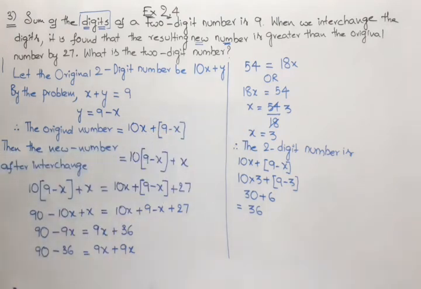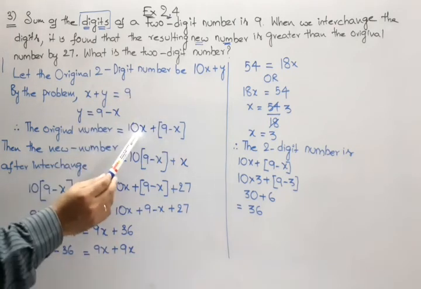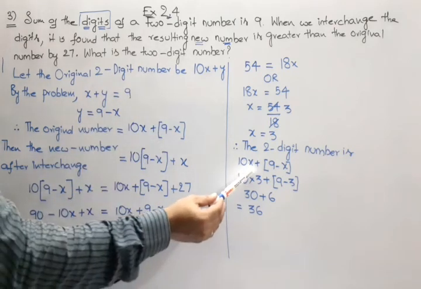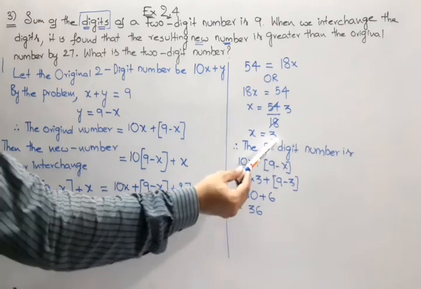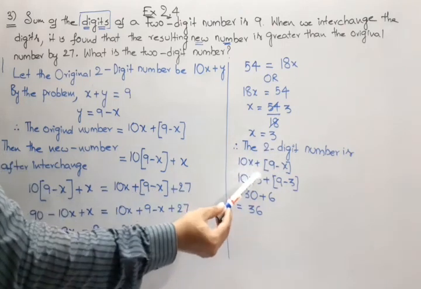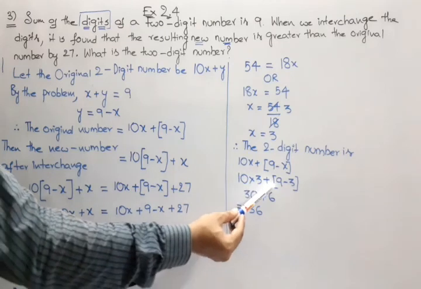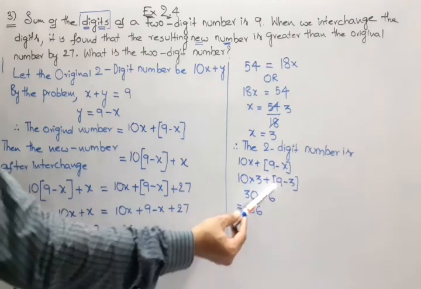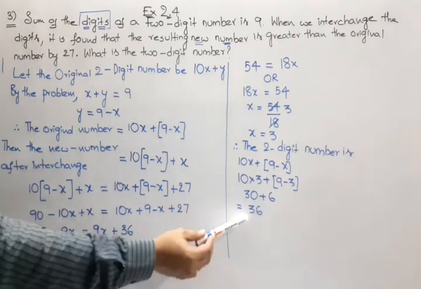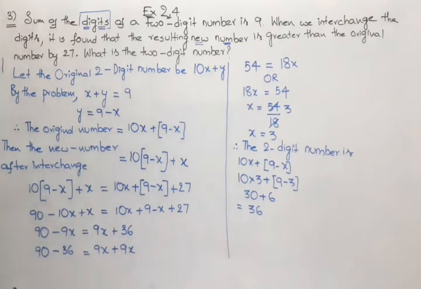And lastly what happened? They asked us what is the 2-digit number. We took the 2-digit number as 10x plus 9 minus x. We have the value of x as 3. Keeping x as 3, 10 into 3 plus 9 minus 3. 10 into 3 is 30, plus 9 minus 3 is 6. So the 2-digit number is going to be 36. Okay. So copy it nicely. Now I am moving to the next problem. Please follow carefully.